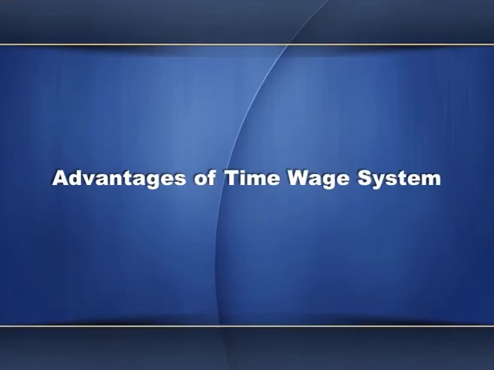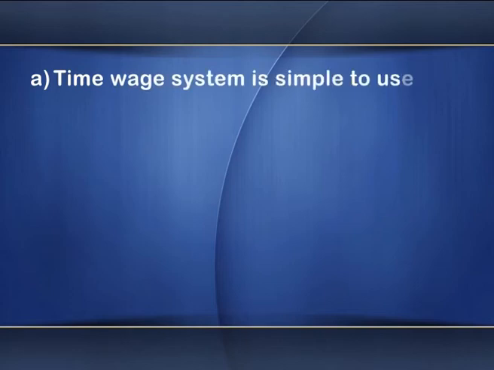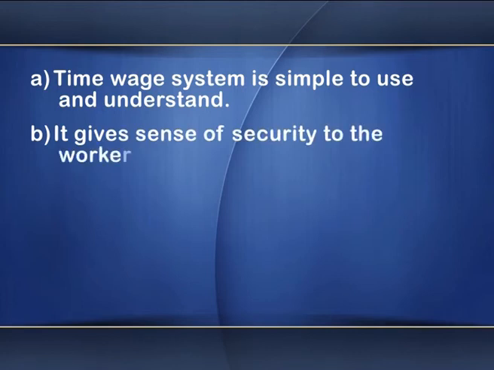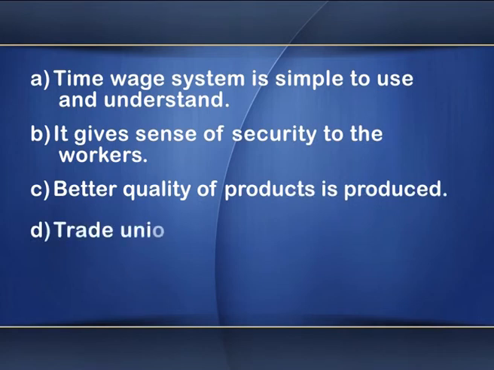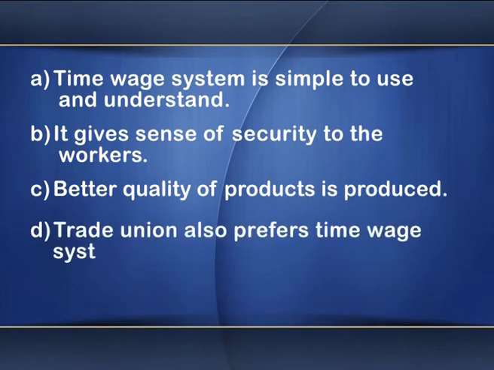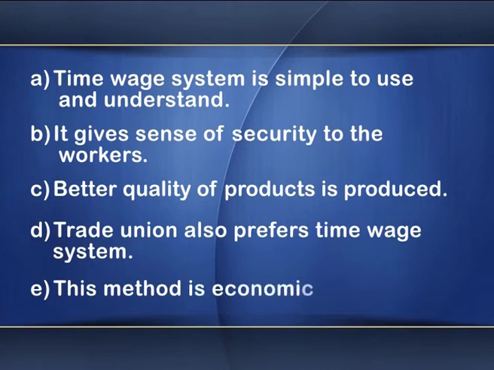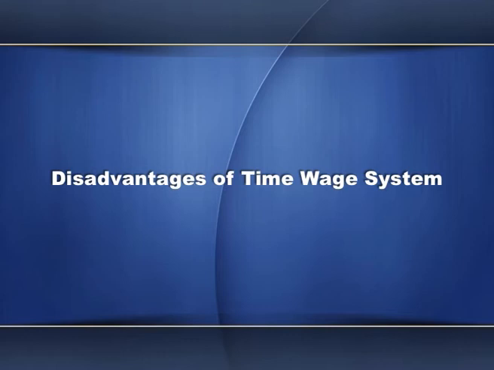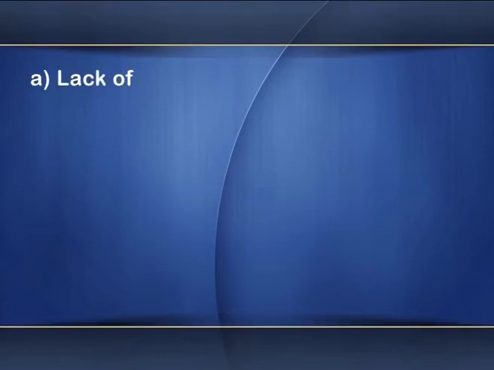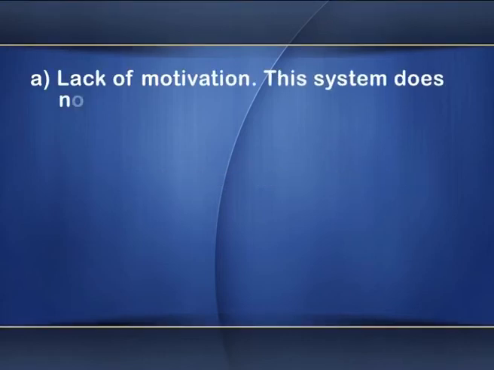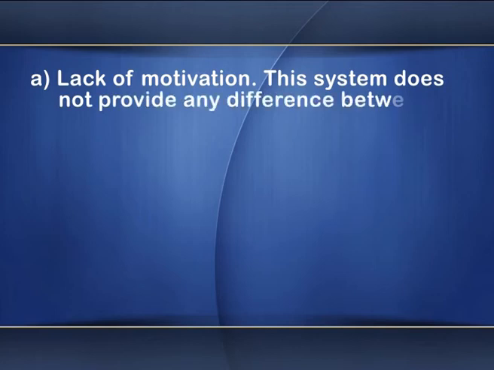The advantages of time wage system. A. The time wage system is simple to use and understand. B. It gives a sense of security to the workers. C. Better quality of products is produced. D. Trade unions also prefer time wage system. And E. This method is economical. The disadvantages of the time wage system are: A. Lack of motivation. This system does not provide any difference between efficient and inefficient workers. B.